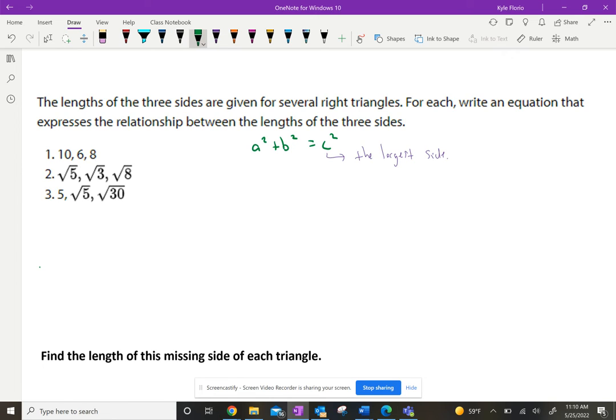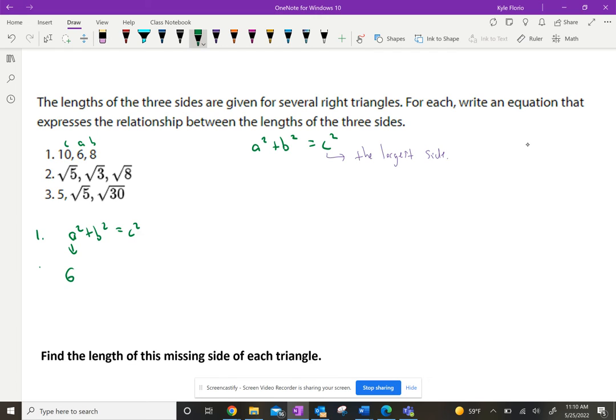So for number one, the biggest side here is 10, so that has to be C. It doesn't matter which one I call A and B. Now the relationship is that A squared plus B squared equals C squared. So let me write A squared plus B squared equals C squared first. This is true if it's a right triangle.